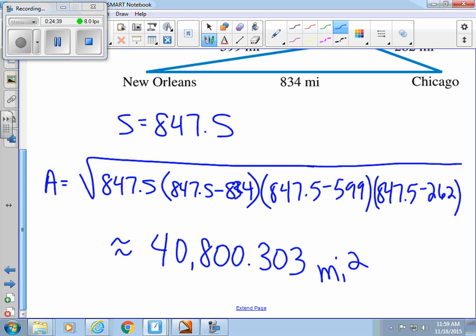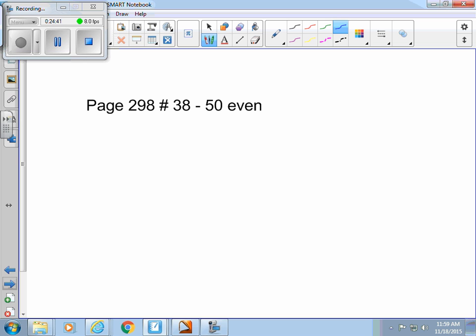Okay, any questions about that? So, this is your homework. It's using those 2 area formulas.